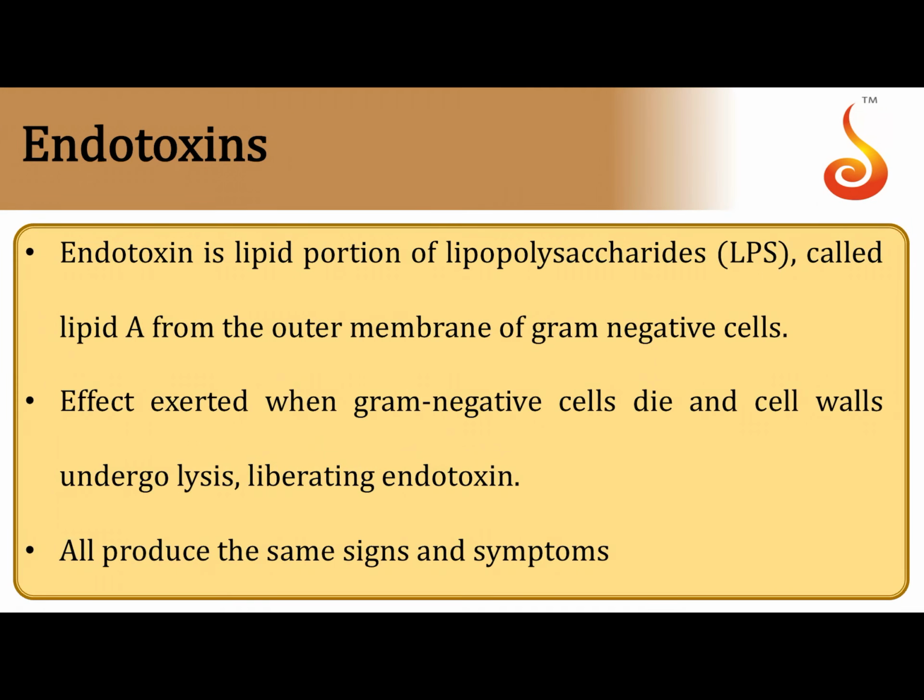As opposed to exotoxins, endotoxins are an integral component of the pathogenic cells and are not released into the body tissues. Mostly these endotoxins are the lipid portions of a compound called lipopolysaccharide. These lipopolysaccharides, called lipid A, are mostly found in the outer membrane of gram-negative bacteria.